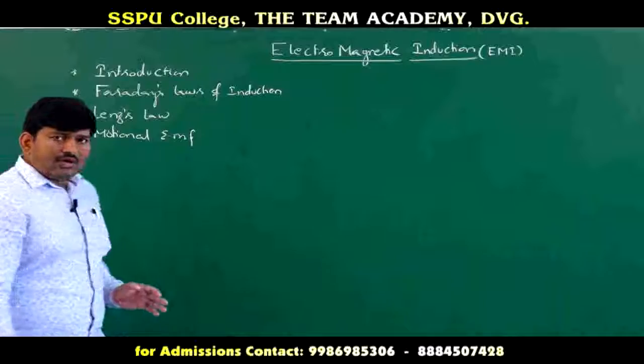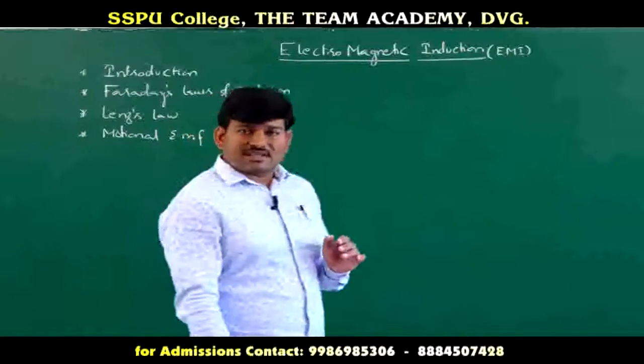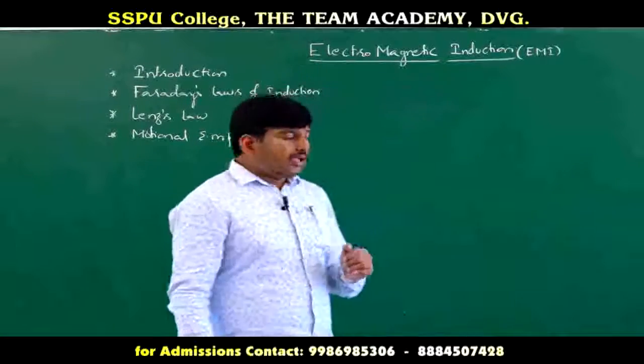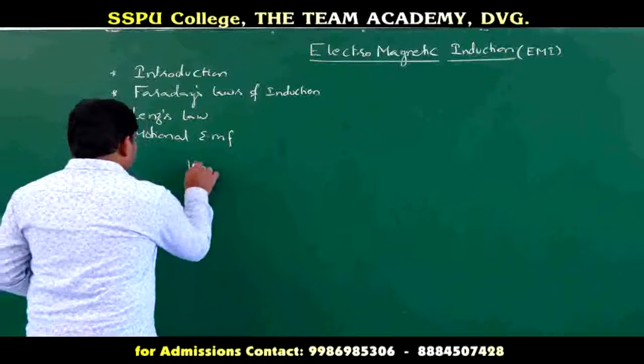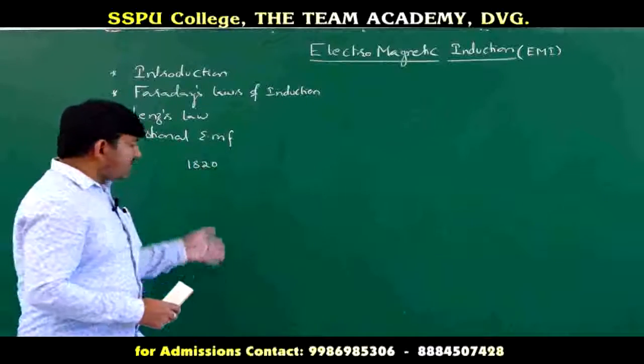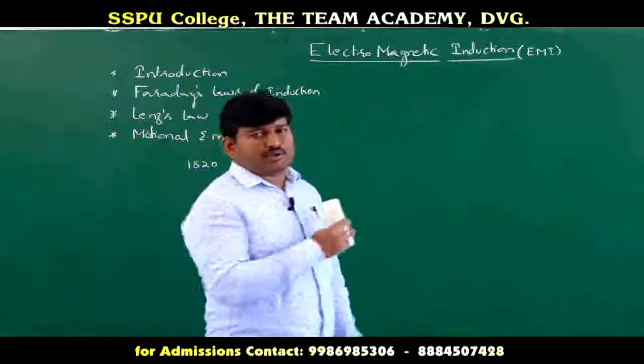So what we know is that in the beginning electricity was dealt with as a different topic and magnetism was dealt with as a different topic. In the year 1820, after Oersted's observation that when a current is passing through a wire, a magnetic field is produced.